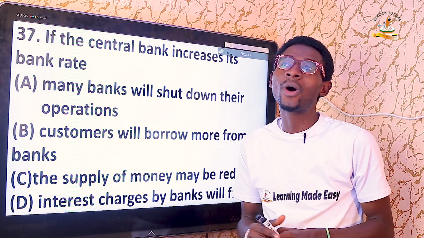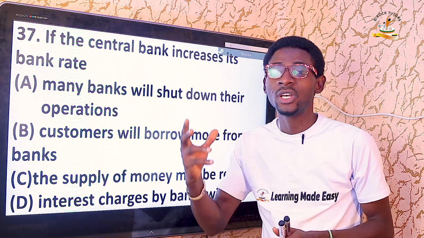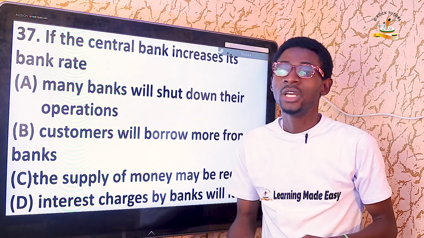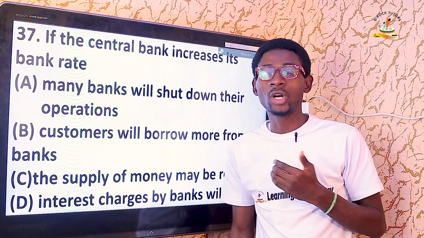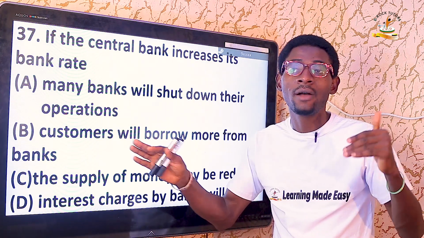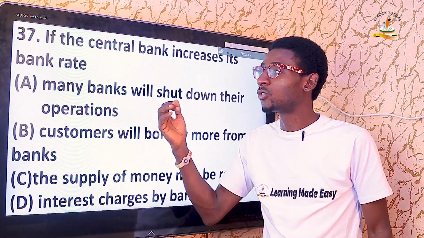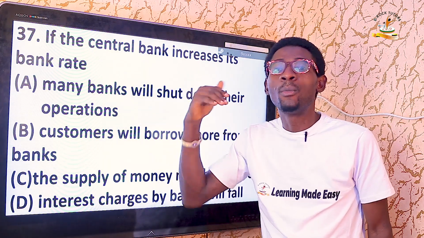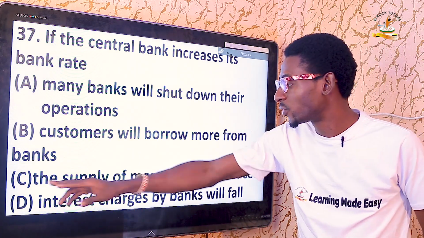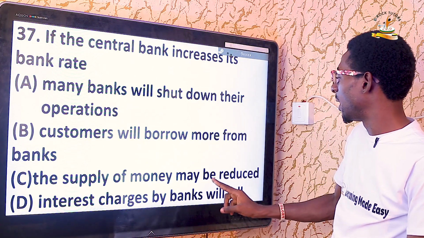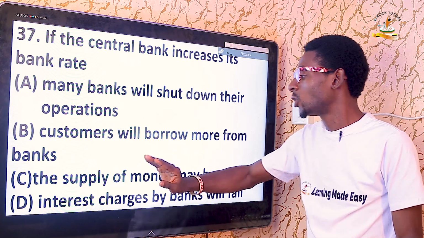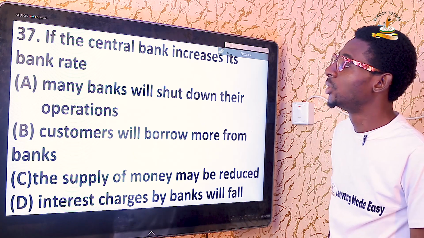So now, if the government wants to increase volume of money in circulation, central bank will reduce its bank rate. If they want to reduce money in circulation, it will increase its bank rate, among many other tools that can be used. And this is called contractionary monetary policy of the CBN. So the answer there is option C. The supply of money may be reduced. So 37 is option C. 38.